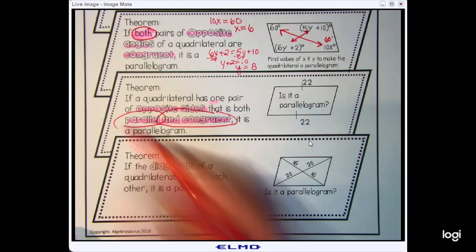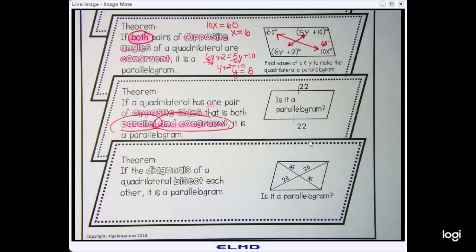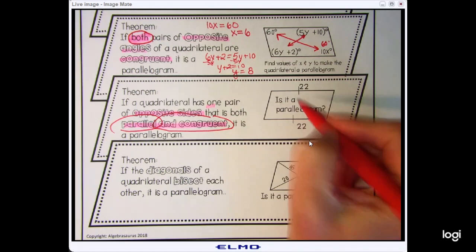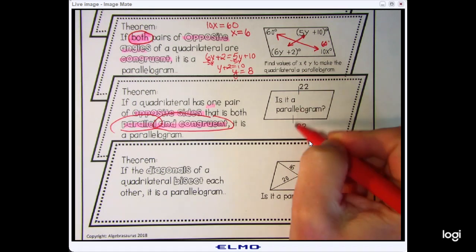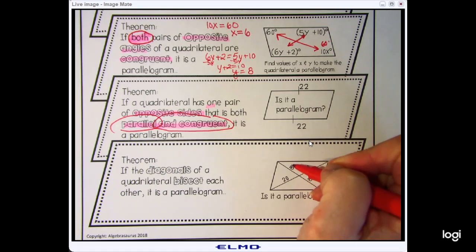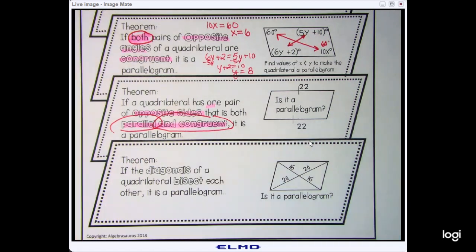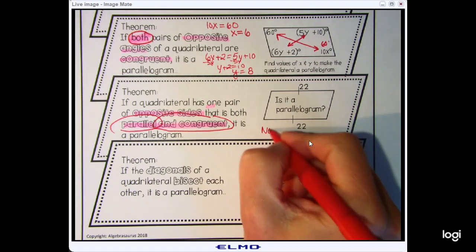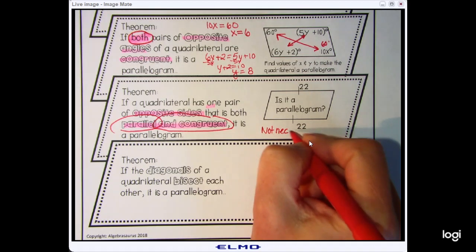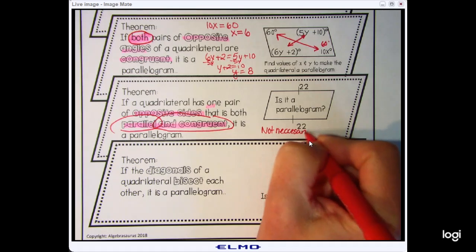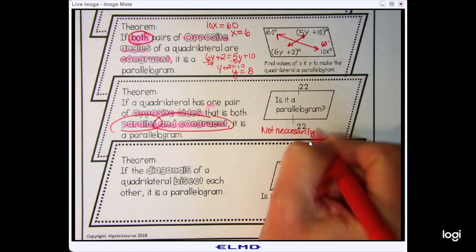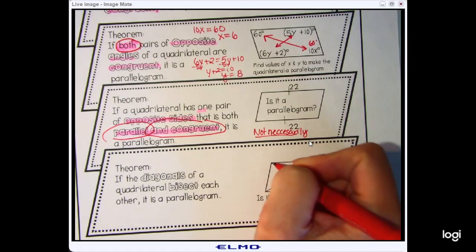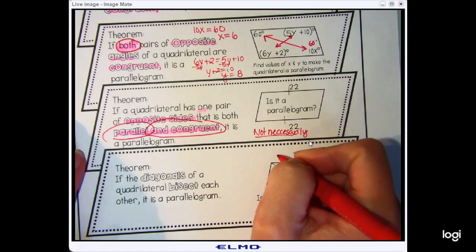Parallel and congruent. Now, I have congruent sides, right? 22 does equal 22. So it's marked congruent, but they're not marked parallel. So if this was our ALEKS problem set, we would say not necessarily.